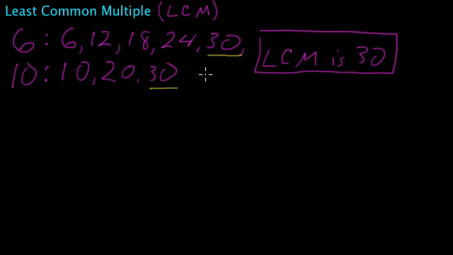Or if I hadn't gotten to one yet, like if I had stopped up here at 6, 12, and 18 and 10, 20, I didn't have any common multiples yet. I would have had to keep on going.